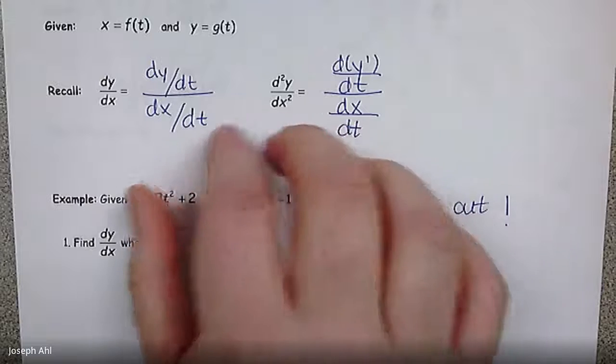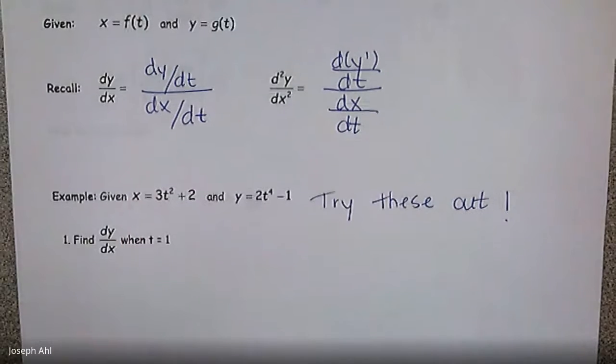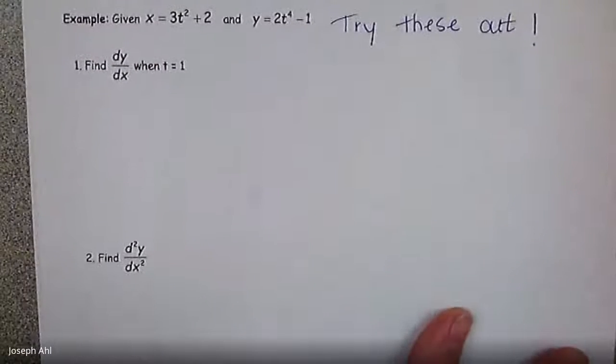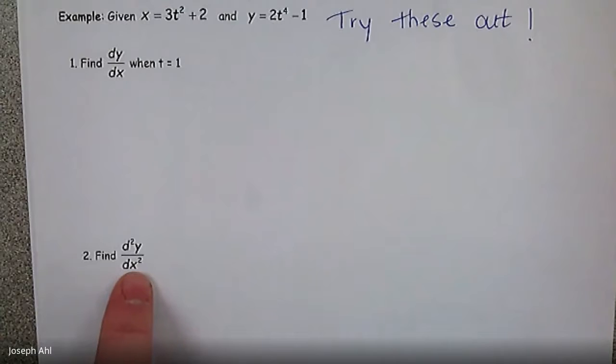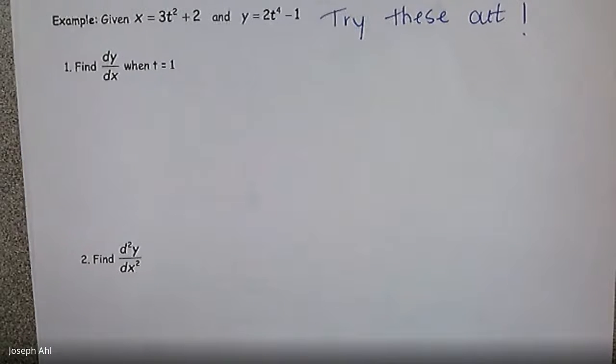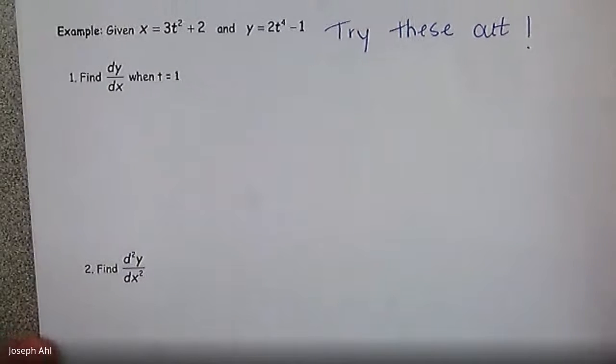All right, so with those general rules, see if you can apply that to this pair of parametrics given x equals and y equals. Find dy/dx when t equals 1, and similarly, find the second derivative there. Go ahead and try those two out. Next time we see each other, we will go over those. So let's go right into the new information then.